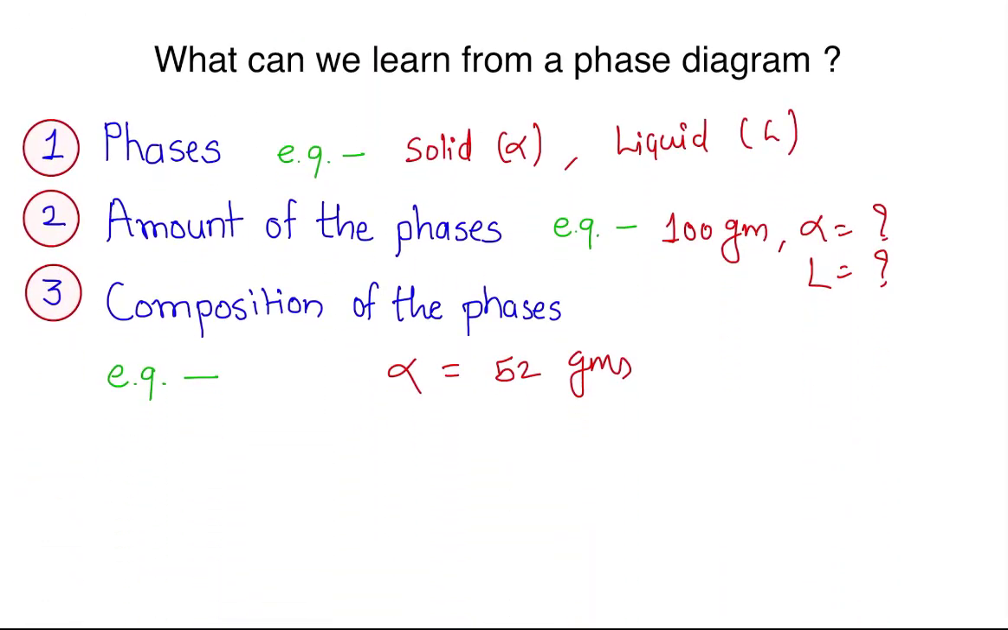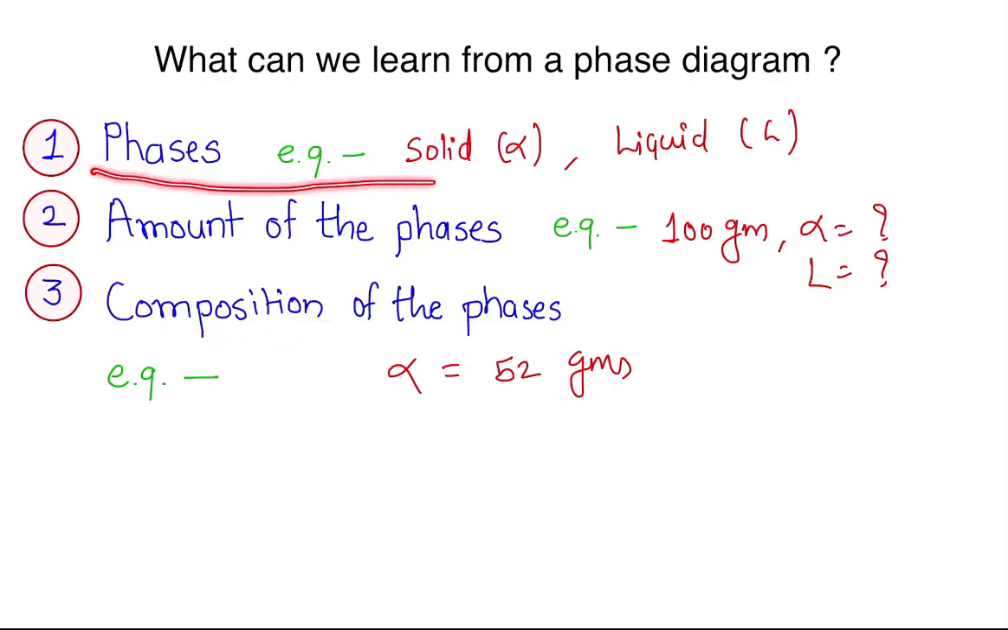Now the question is, what can we learn from the phase diagram? We can learn three things from the phase diagram, or we can study three things from the phase diagram. First is the number of phases. Second is the amount of those phases. And third is the composition of those phases.